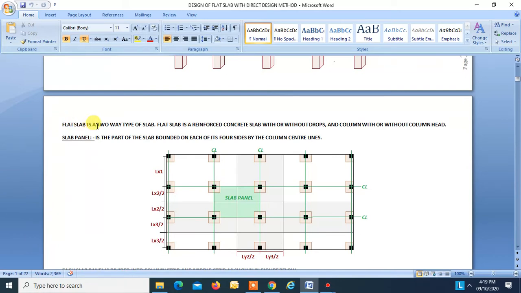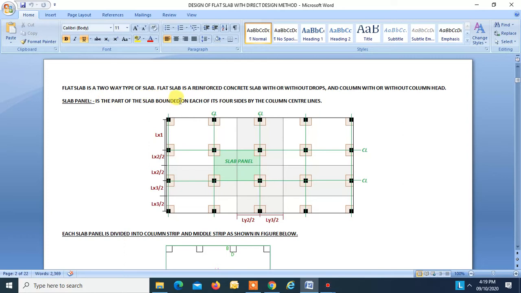Flat slab is a two-way type of slab. Okay, flat slab is a reinforced concrete slab with or without drops. So if drop is present, then drop is considered as a part of slab. And column with or without column head. If column heads are present, then they are considered to be the part of column. Right? Okay. Slab panel is the part of slab bounded on each of its four sides by the column center lines. So these are the center lines of column. Okay. So in between area is known as slab panel, and this should have a two-way.